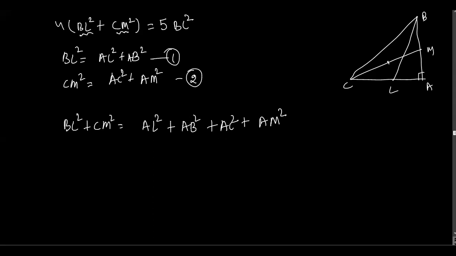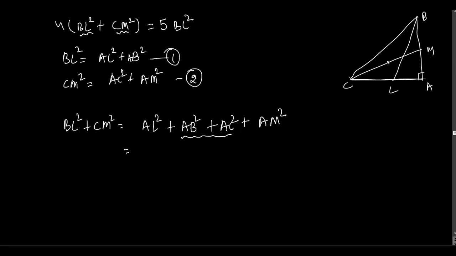What should we do? Sir, we should take AB square plus AC square inside. We can add it and make it BC square. So we'll get 2 BC square. Okay. Now what you can do here is, AB square plus AC square is also equal to BC square.